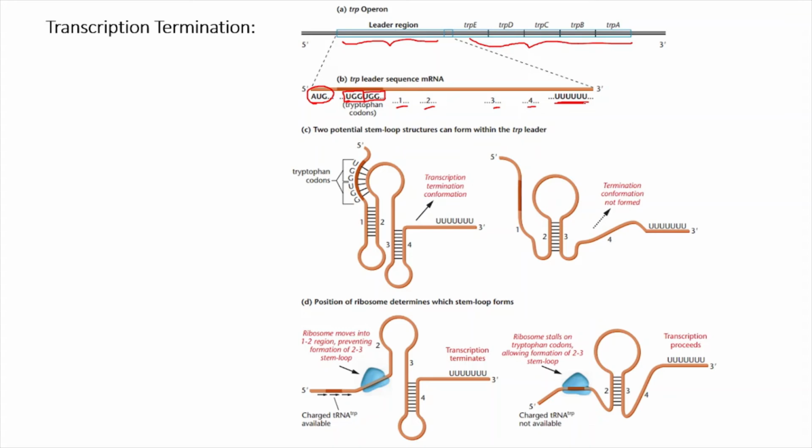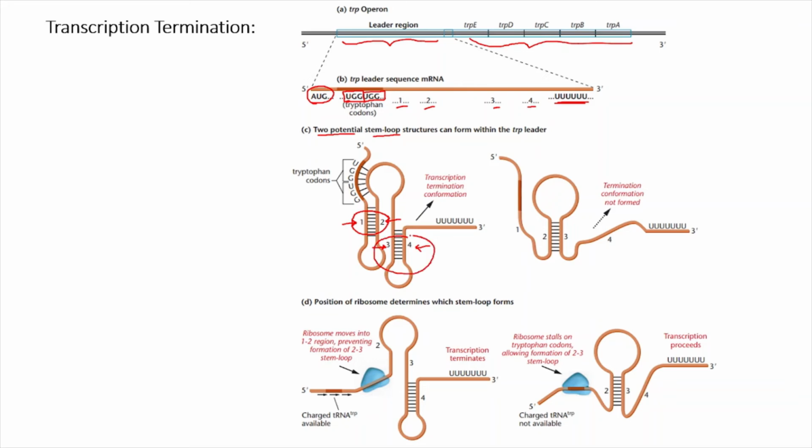Now, there are 2 potential regions within the leader sequence which can form a stem loop or hairpin structure. The 1 and 2 regions of the leader sequence can form a stem loop structure within themselves. Similarly, the 3 and 4 regions can also form a stem loop or hairpin structure within themselves. The formation of the stem loop structure between 1 and 2 actually facilitates, in an indirect manner, the formation of the stem loop structure within the region 3 and 4.